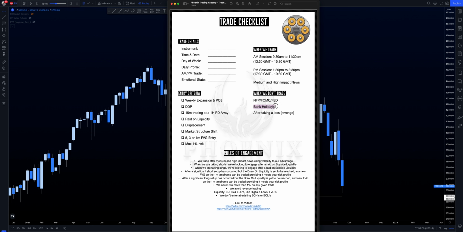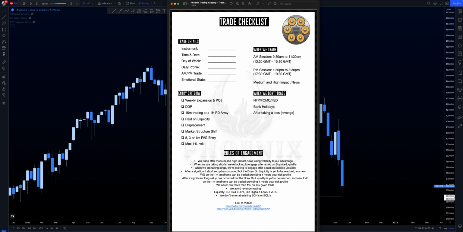We don't trade on low volatility, so things like bank holidays, whether that's in the US or in London. Asia really doesn't count because the Asian range is not directly involved in the reasons for entry.